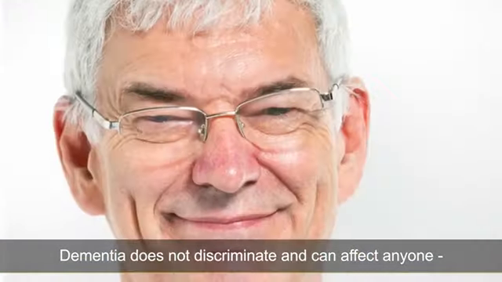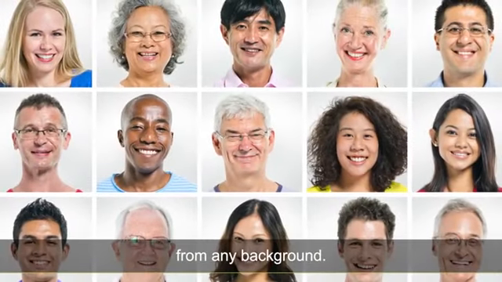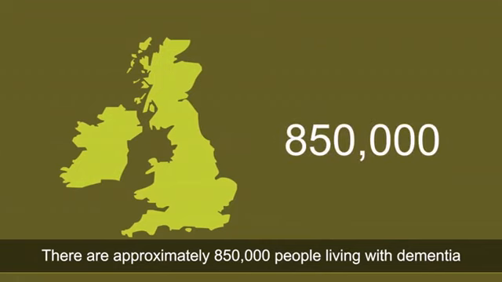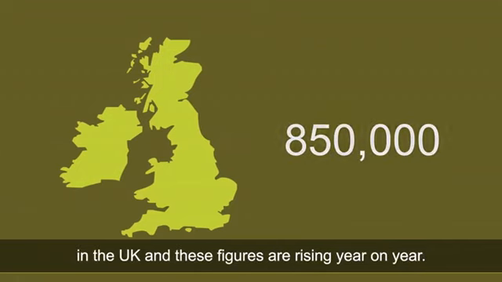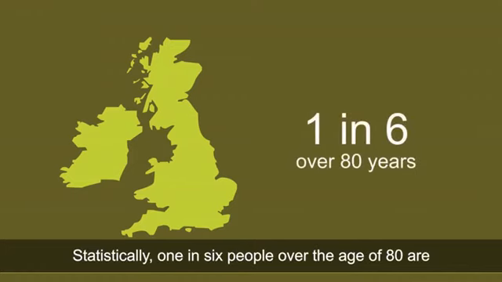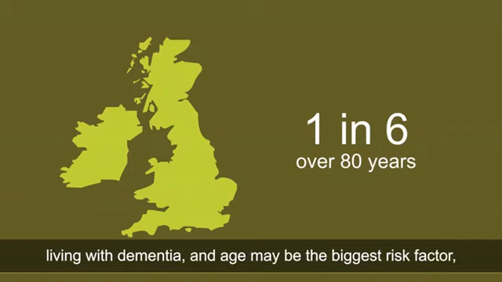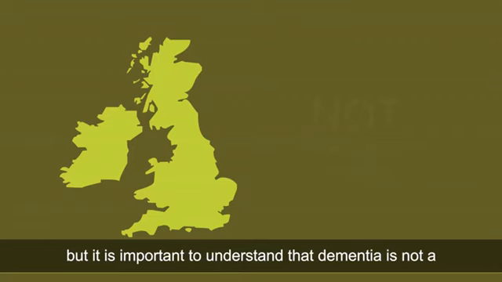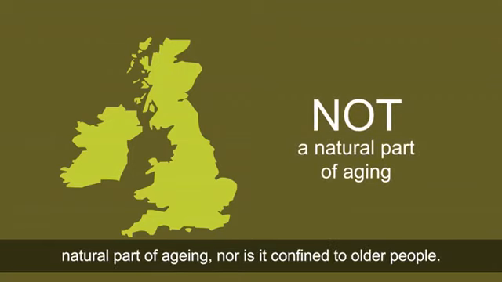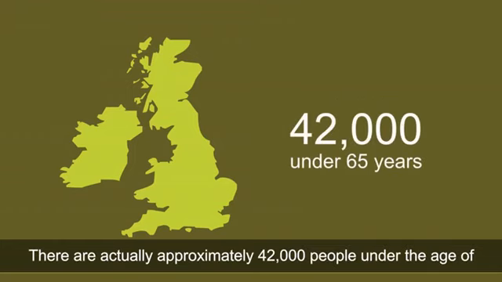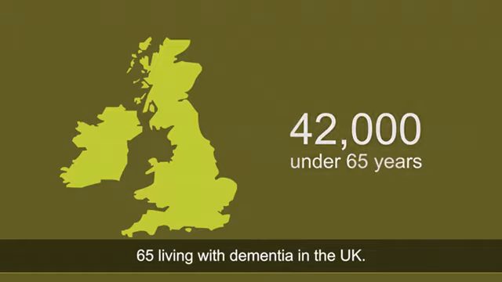Dementia does not discriminate and can affect anyone from any background. There are approximately 850,000 people living with dementia in the UK, and these figures are rising year on year. Statistically, 1 in 6 people over the age of 80 are living with dementia, and age may be the biggest risk factor, but it's important to understand that dementia is not a natural part of ageing, nor is it confined to older people. There are actually approximately 42,000 people under the age of 65 living with dementia in the UK.